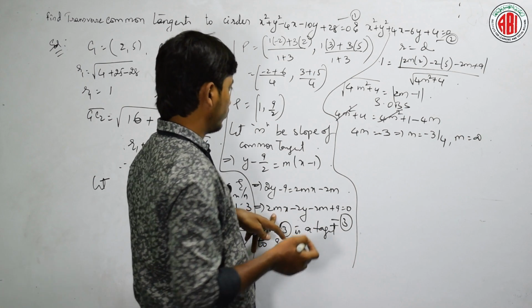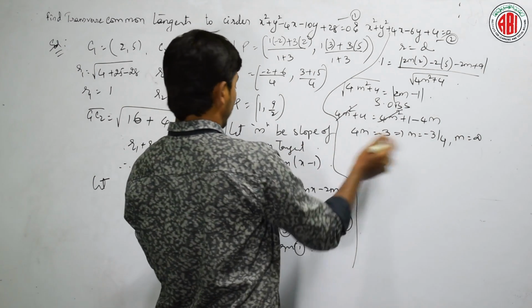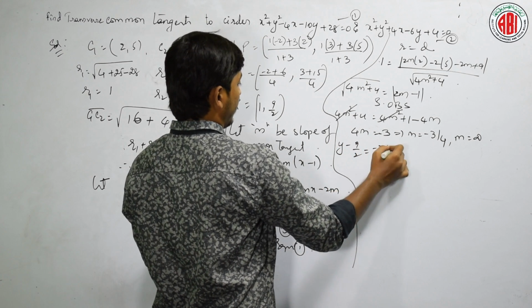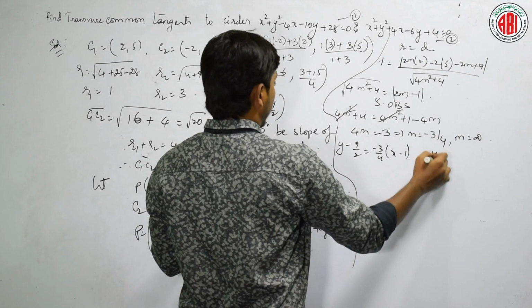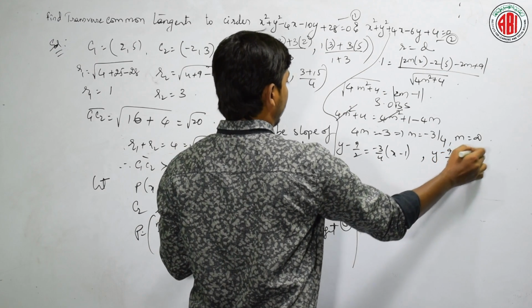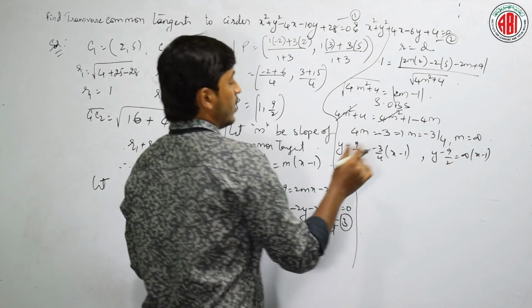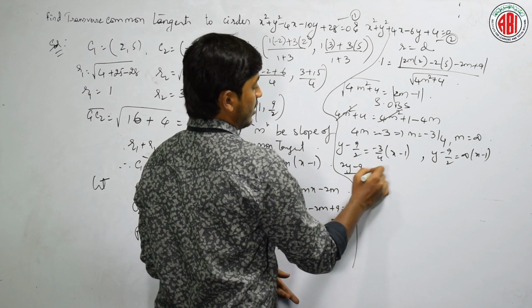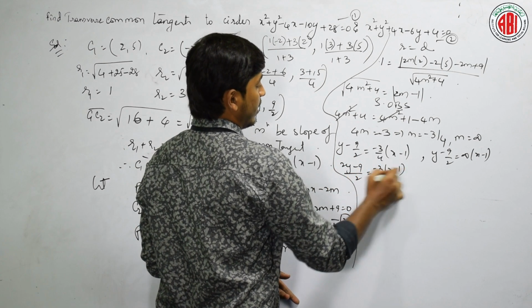See here, substitute in this equation, anything is fine. Okay, this is easy to solve. So, let us substitute it here. y minus 9 by 2 is equal to minus 3 by 4 into x minus 1, and y minus 9 by 2 is equal to infinity into x minus 1. So, taking LCM, 2y minus 9 by 2 is equal to minus 3 into x minus 1 by 4.